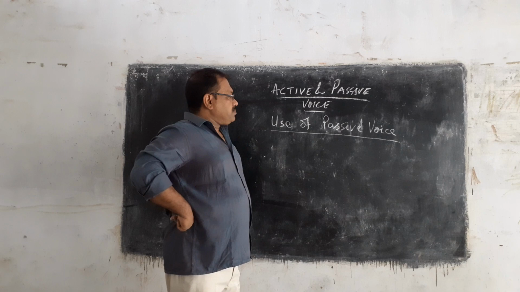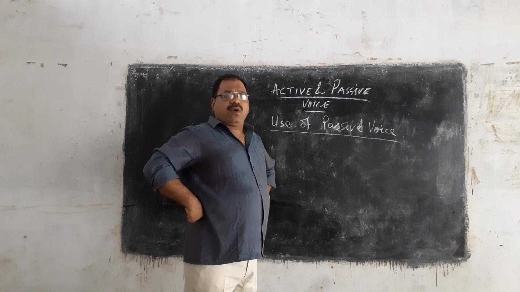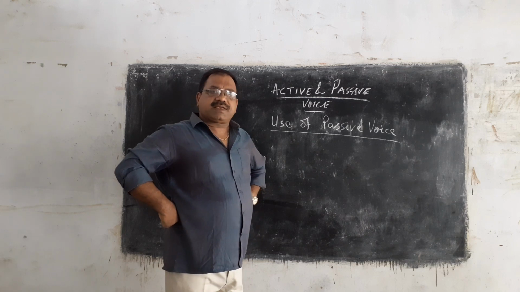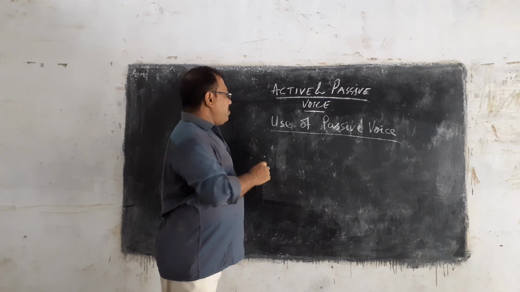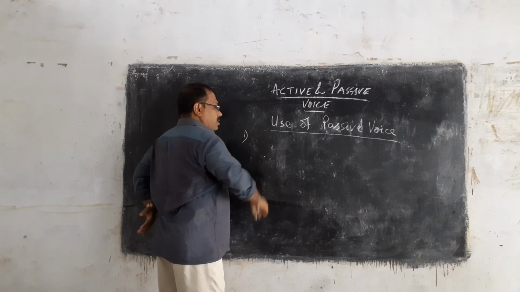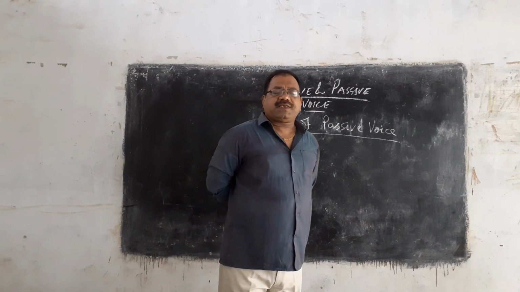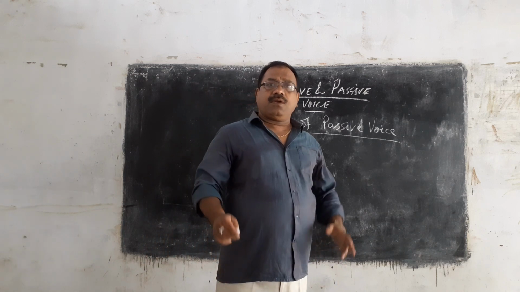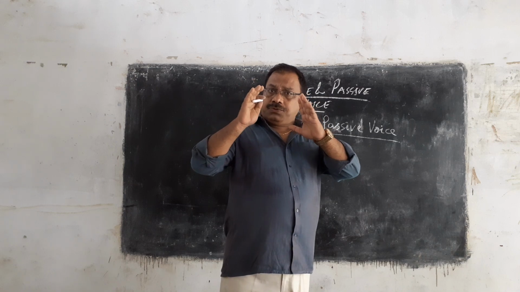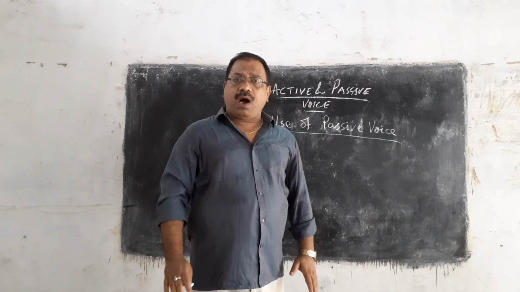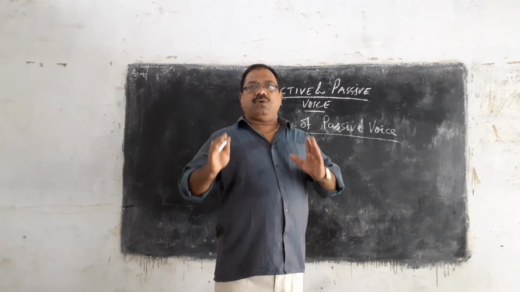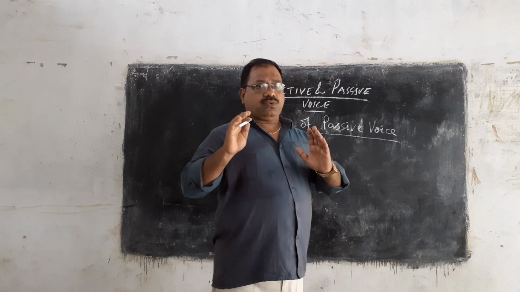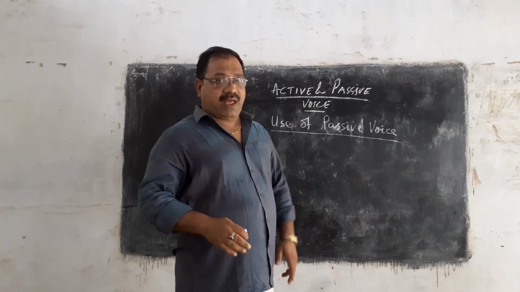Now let's move on. Where and why do we use the passive voice? Number one, we use the passive voice when we don't want to tell about the doer of the action, who had done it.